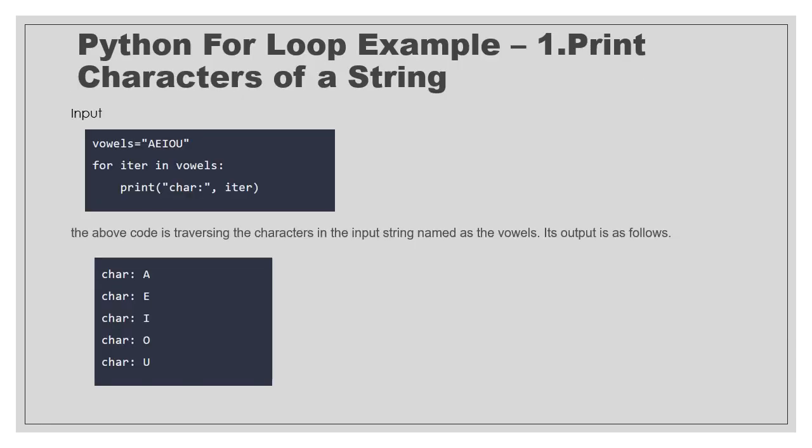Python for loop example 1: print characters of a string. vowels equals AEIOU. For iter in vowels, print character colon iter. The above code is traversing the characters of the input string named vowels. The output is as follows.